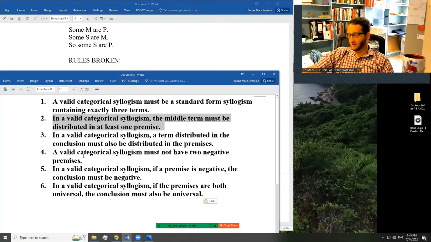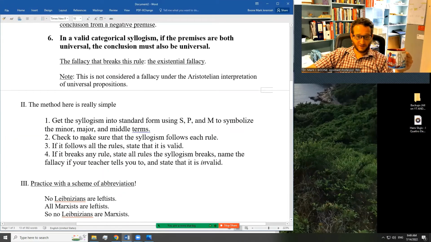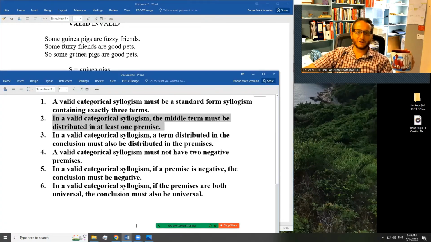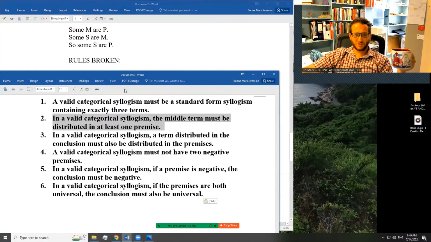Actually, if you're taking a logic class, it's possible your teacher doesn't care. If you demonstrate invalidity by one rule, that's fine. I think it's better. I would probably require this of my students to state all rules the syllogism breaks. I don't know. Maybe some teachers are a little more, what's the word? A little less rigid on that point.